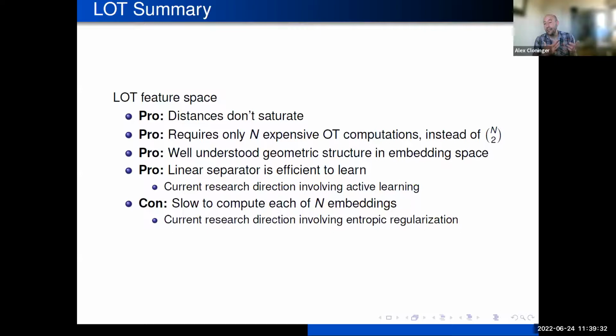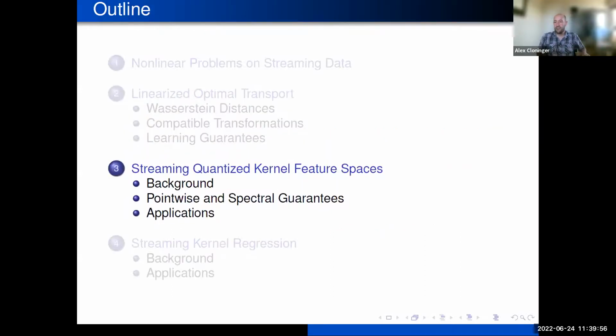Obviously, a con is that LOT is still expensive to compute for each distribution because it's a linear program each time. So we're working on incorporating what's called entropic regularization or Sinkhorn distances. That is actually a really fast algorithm. And we're about to put up a paper that proves that everything I've just said also applies to Sinkhorn. So this is a line of research that again is motivated by this idea that I don't want to compute all pairwise distances.